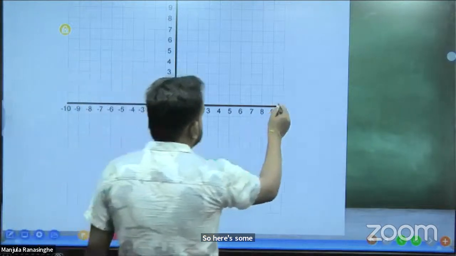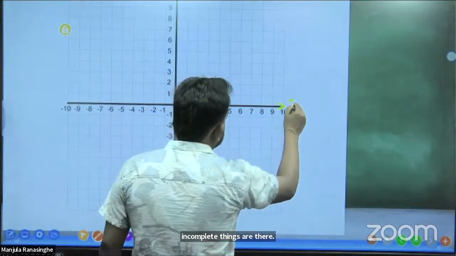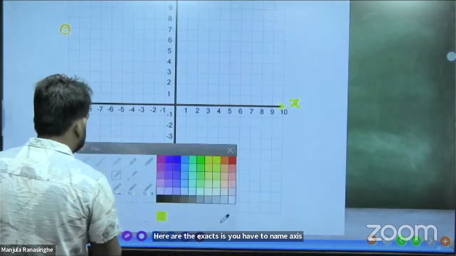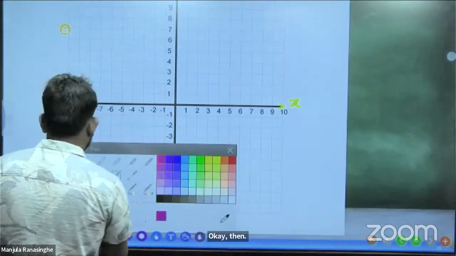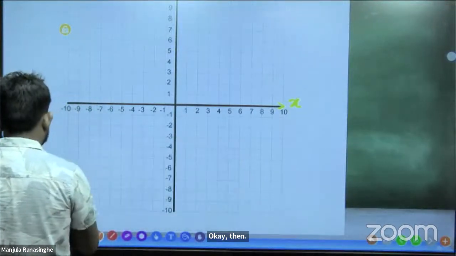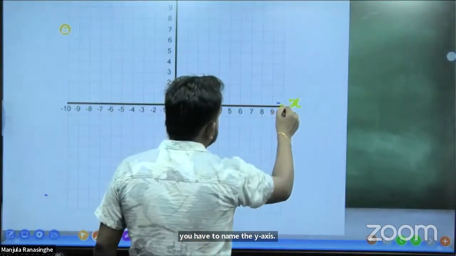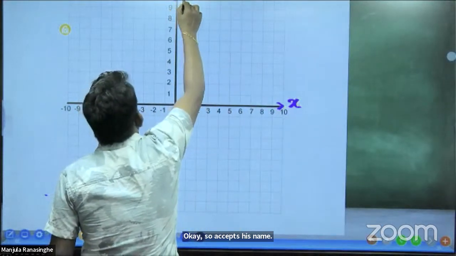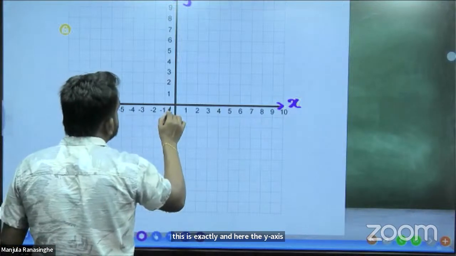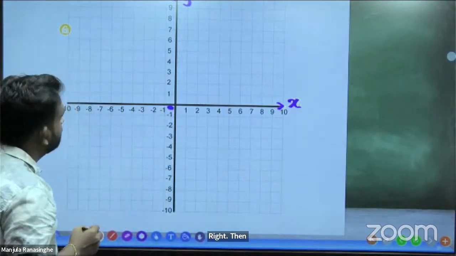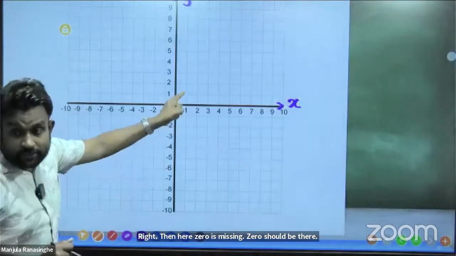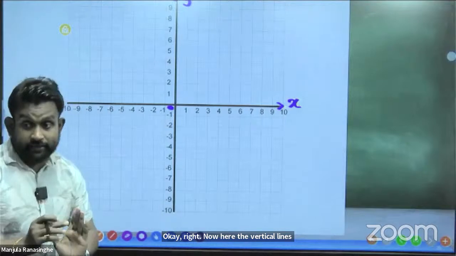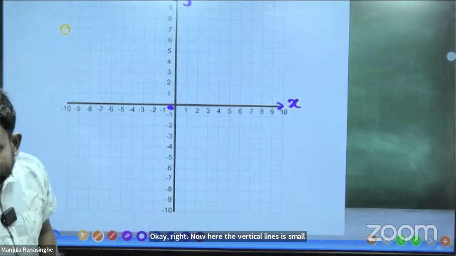Then we'll check. Here you have to name the x-axis, then you have to name the y-axis. So this is the x-axis, and here the y-axis. Then 0 is missing, 0 should be there. Now a small vertical line also should be there in a coordinate plane. Now I mark the coordinates.